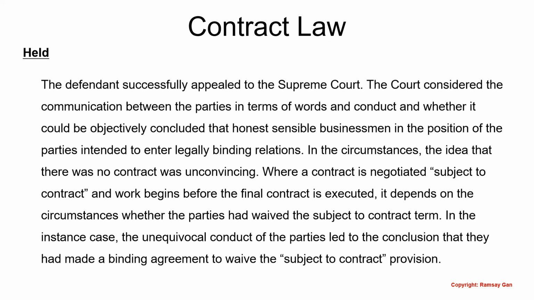The court considered the communication between parties in terms of words and conduct, and whether it could be objectively concluded that honest, sensible businessmen in the position of the parties intended to enter a legally binding relationship. In the circumstances, the idea that there was no contract was unconvincing. Where a contract is negotiated subject to contract and work begins before the final contract is executed, it depends on the circumstances whether parties waive the subject to contract terms. In this instance, the unequivocal conduct of the parties led to the conclusion that there had been a binding agreement to waive the subject to contract provisions.